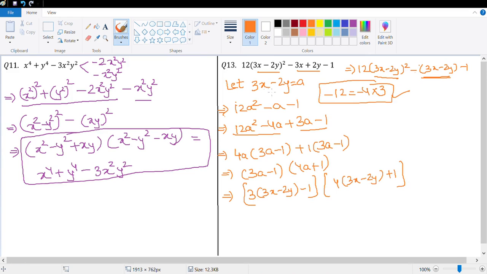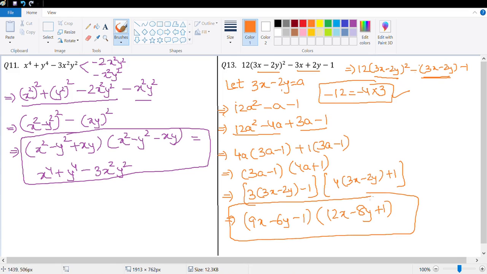Let me reconfirm. 3x minus 2y is a, 12a square minus 3a minus 1. So I would break this as negative 4 and 3. So this is 4a plus 1 and 3a minus 1. So this is 9x minus 6y minus 1 multiplied with 12x minus 8y plus 1. That's our final answer. You would represent this as equal to the question, right?